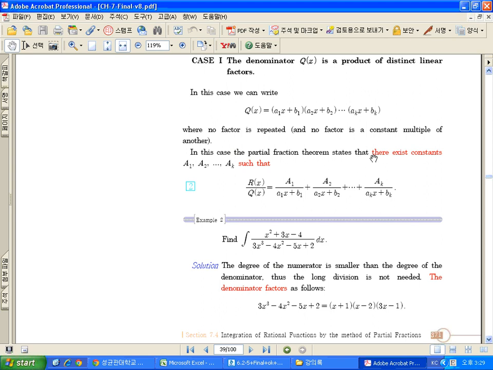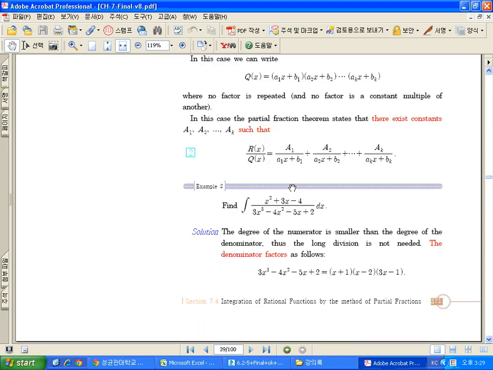we know there exist constants a_i such that r of x over q of x is equal to this right hand side. So after solving this equality, then we can get the a_i's when these terms have no factor repeated.